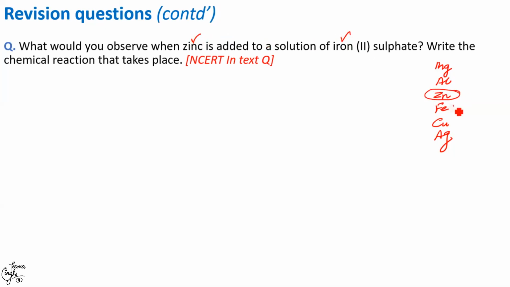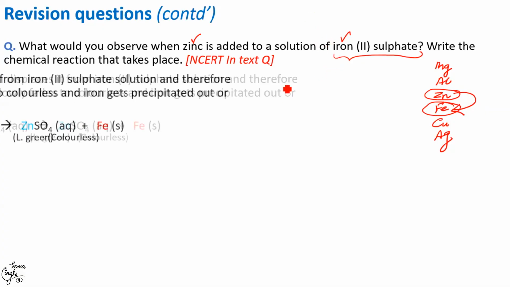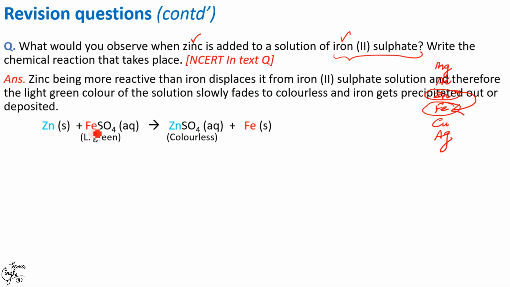Zinc is placed above iron in the reactivity series. So zinc is going to displace iron from iron sulfate solution, which is light green in color, and you will obtain zinc sulfate solution plus iron will be precipitated out. You can see the reaction here. Zinc reacts with ferrous sulfate solution, knocks iron out to form zinc sulfate, which is colorless, and iron is precipitated or deposited.